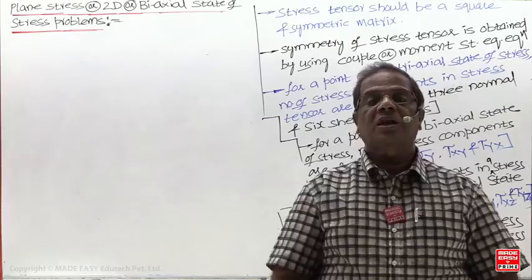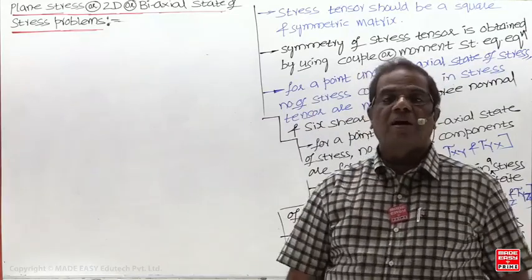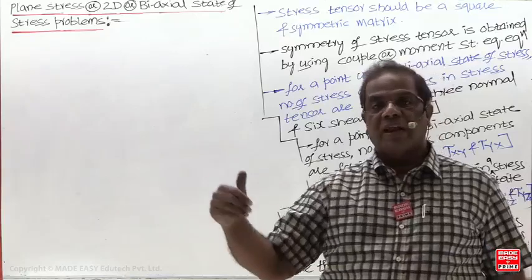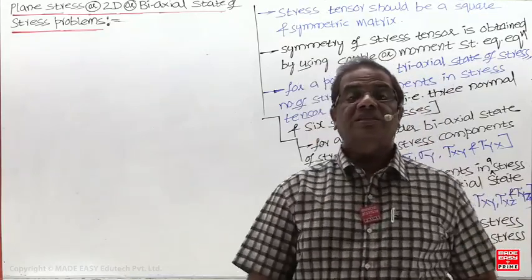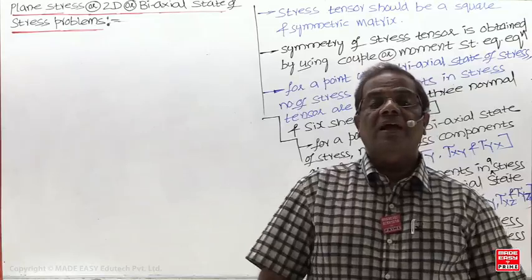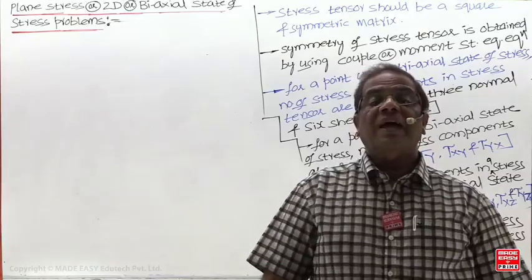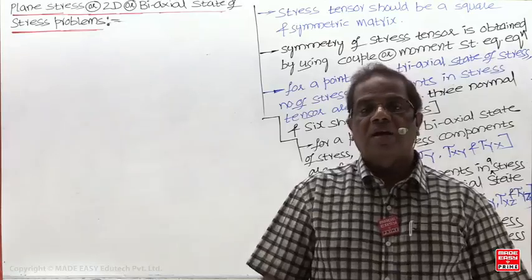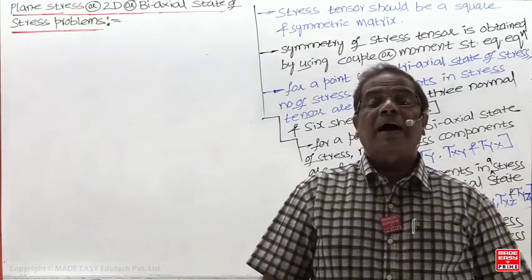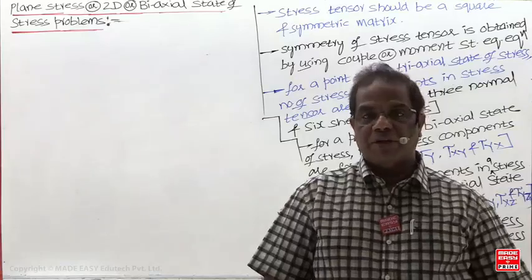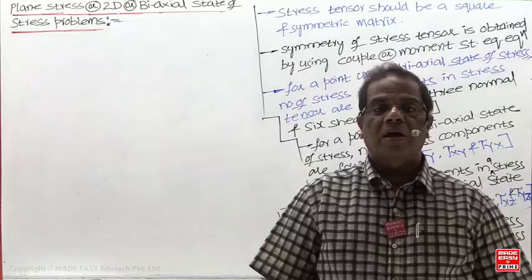But what is the condition now? If the stress in one direction should be very small, the other two directions should be very large. There are two conditions. One is the geometry condition, and one is the loading condition. What does geometry mean? One of the dimensions should be very small in comparison to the other two dimensions.